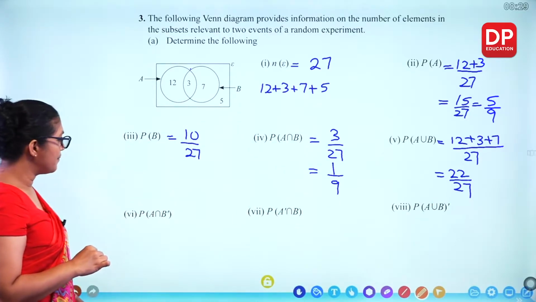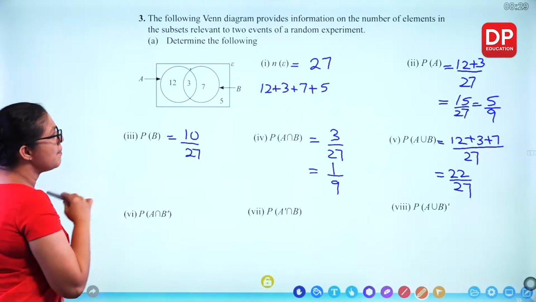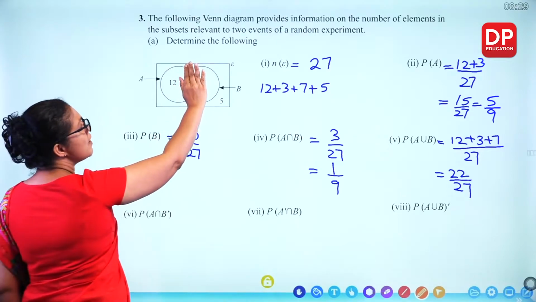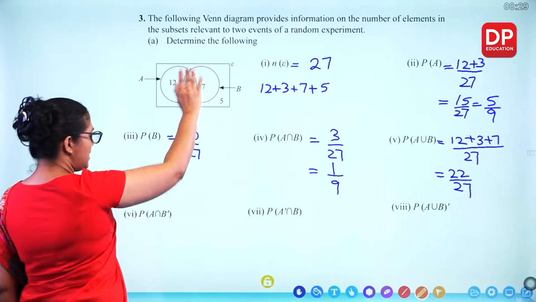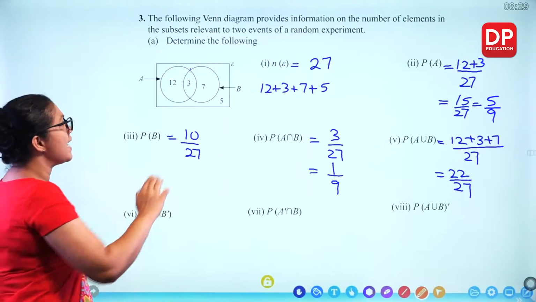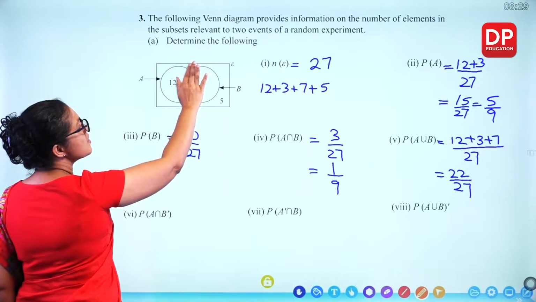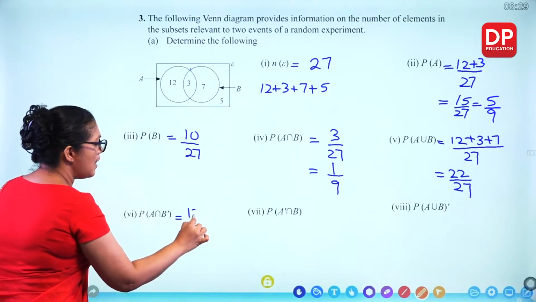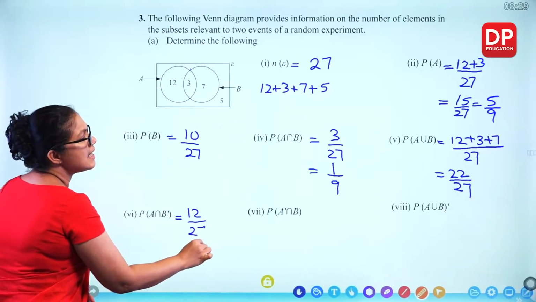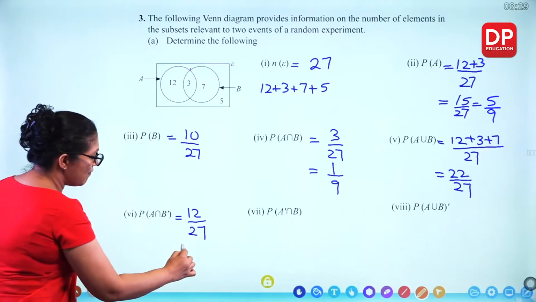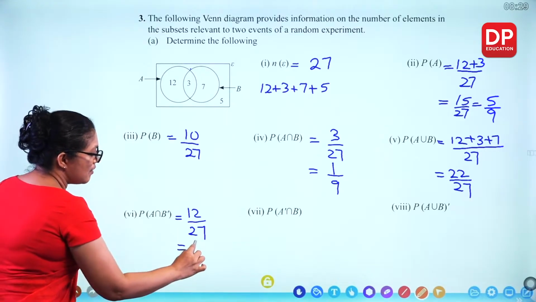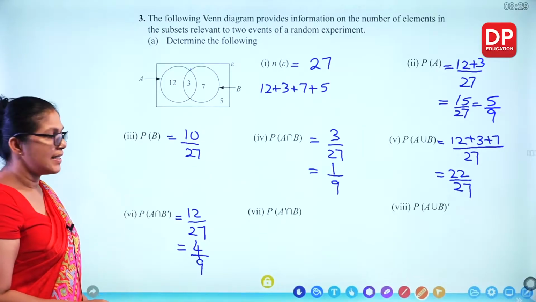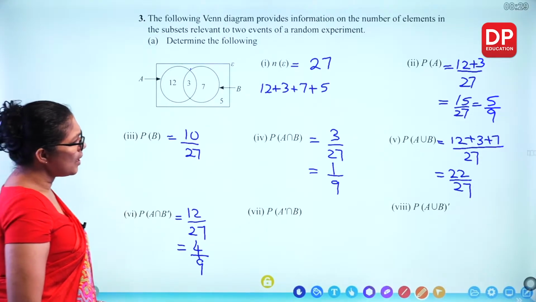This one, A intersection B dash. So B dash means you have to cover B, but it intersects with A. So B dash intersects with A is 12. So what's the probability? 12 over 27. You can simplify and write down 3 times 4, 3 times 9. 4 over 9. Next one.